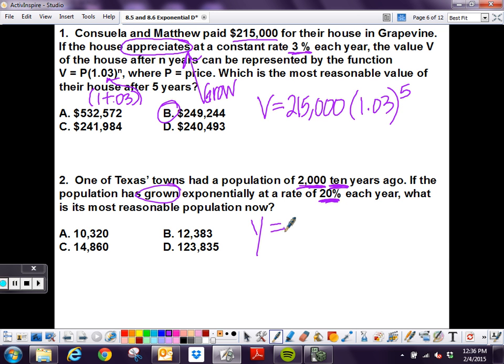All right, here we go. So the starting was 2,000. Then you got 1 plus, your rate here would be 0.2. And then it says the population 10 years ago has grown exponentially each year. Okay, so to the 10th power. And that should get you answer choice B.